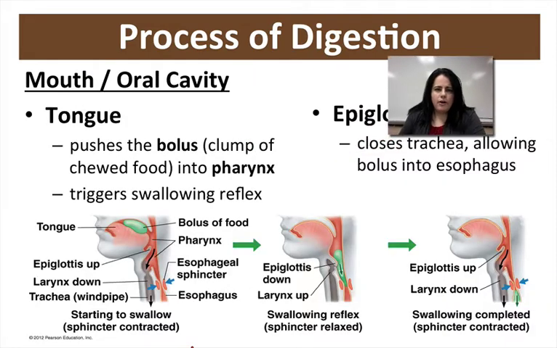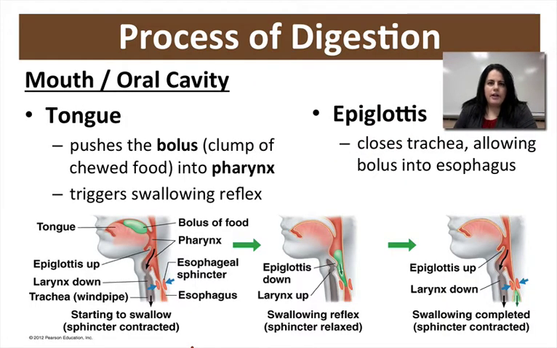As food is in your mouth getting digested, not only are the teeth breaking it down, but the tongue is helping to move it around under the teeth and getting it broken up, and also mixing it up with the saliva that your salivary glands are producing. This clump of chewed up food that's produced in your mouth is called a bolus.